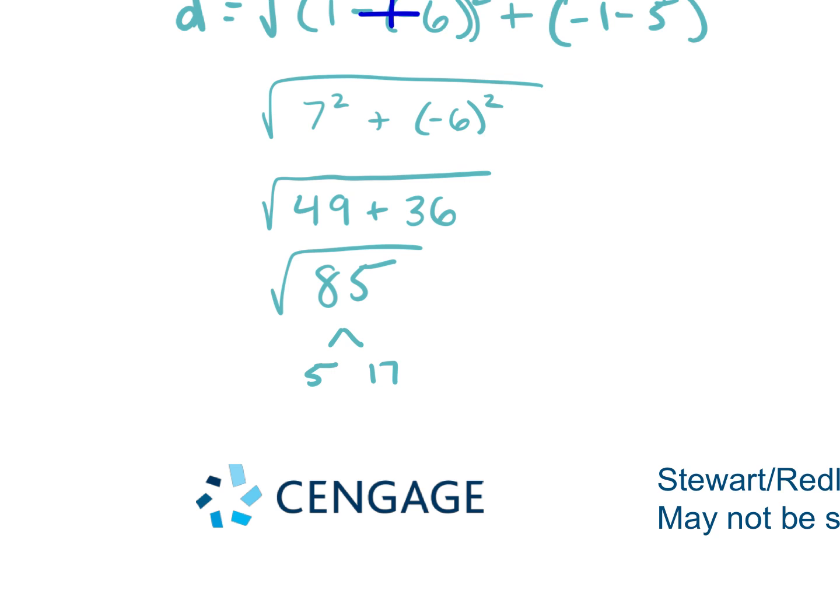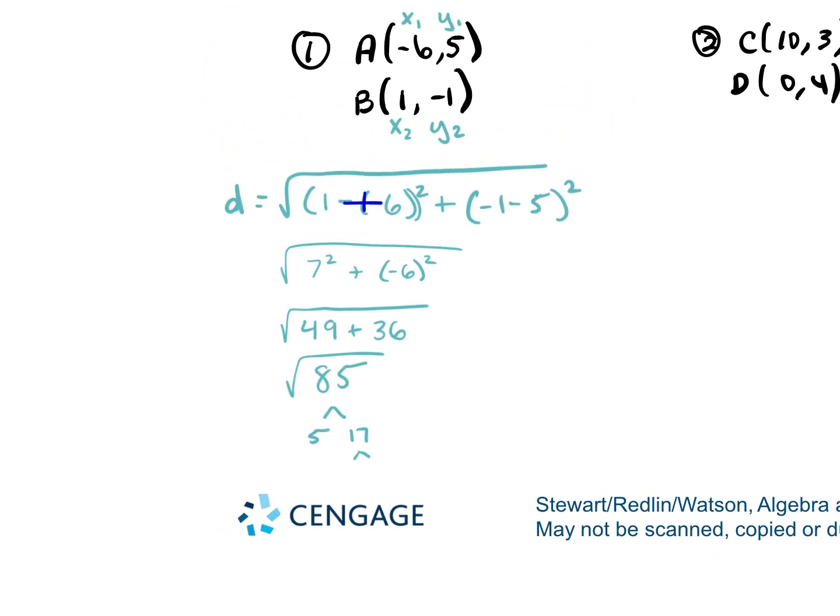Can we break 17 down? No. Do we have any pairs? No. So what would our answer be? Square root 85. So that would be our final answer. So simplify it if you can. If it can't be simplified, then that's your answer. Any questions here?